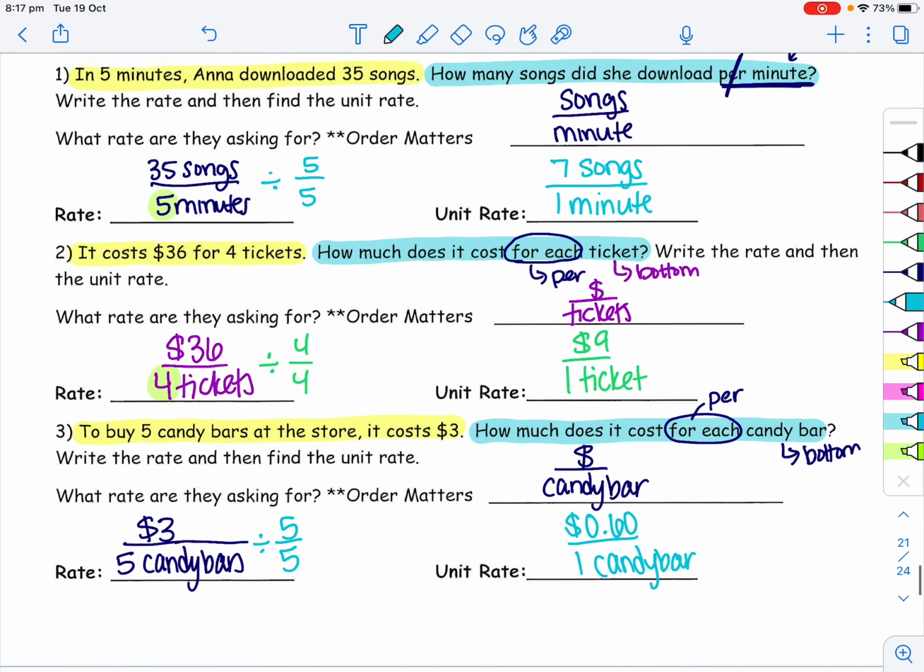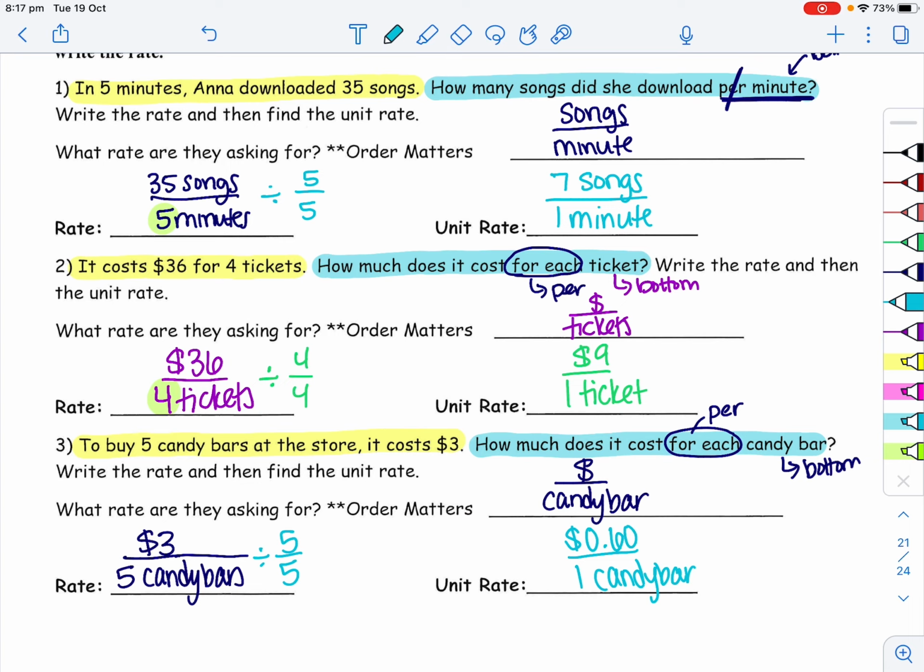Okay, so I highlighted my information and my action sentences in 2 different colors because remember that order matters and the information is not always given to you in order. And then after you write your rate, to find your unit rate, you want to get a 1 on the bottom.